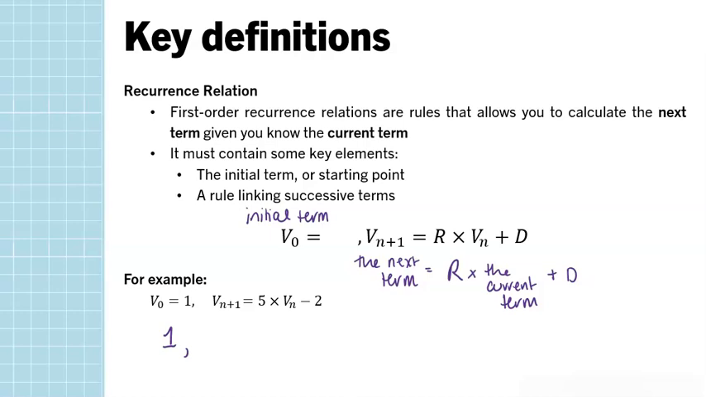In this case, my next term will be 5 times 1 minus 2. So 5 times 1 is 5, minus 2, is 3. To get the next term, I would do 5 times 3, so 15, minus 2, is 13. To get the next term, 5 times 13, minus 2, and so on.